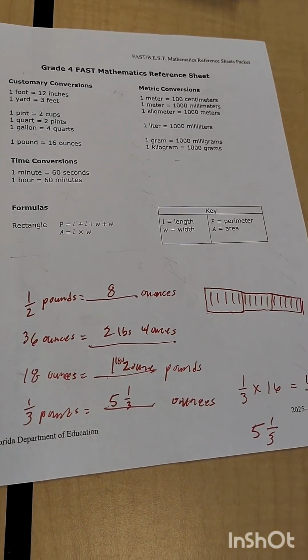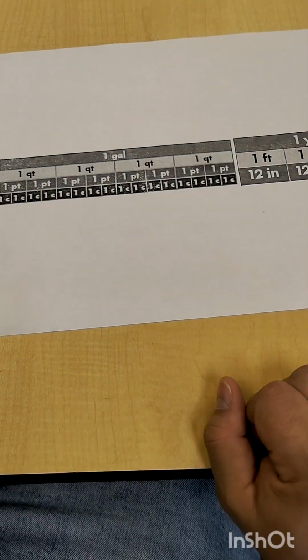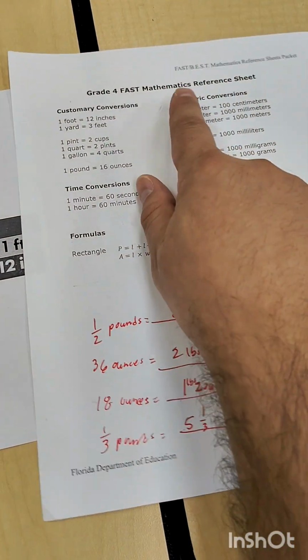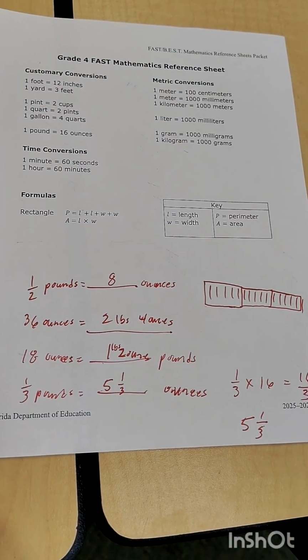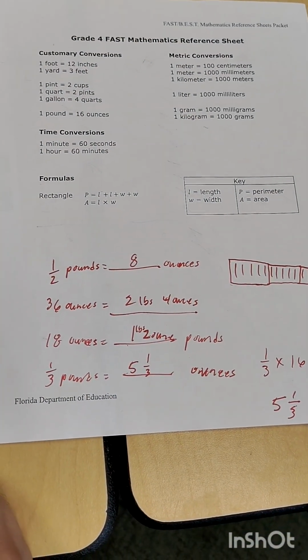Remember, study your conversion charts, right? They all have a copy of it. This is the actual sheet that they're going to be using for the FAST test, so they could really nail down on that and understand that.